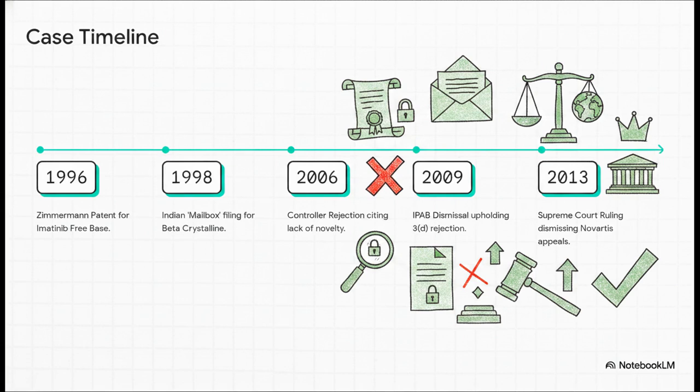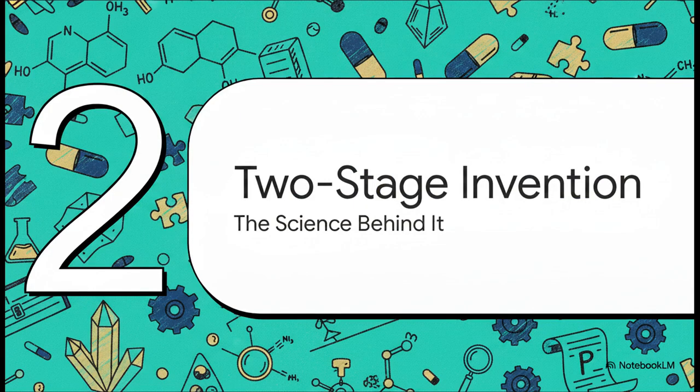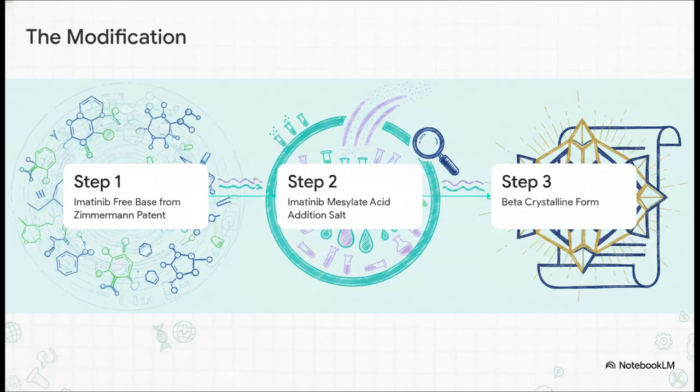But Novartis refused to back down, taking the whole shebang straight to the Supreme Court, which leads us to this landmark 2013 ruling. Section 2. The two-stage invention. Let's move along and see how the science of this actually builds. Back in the early 1990s, an inventor named Jörg Zimmermann created a real breakthrough compound called imatinib, which is primarily used to treat chronic myeloid leukemia.